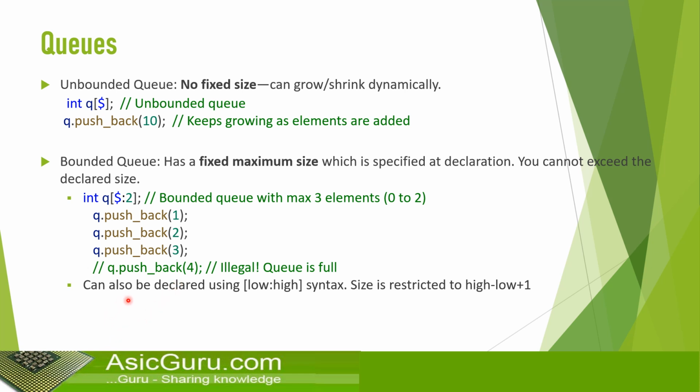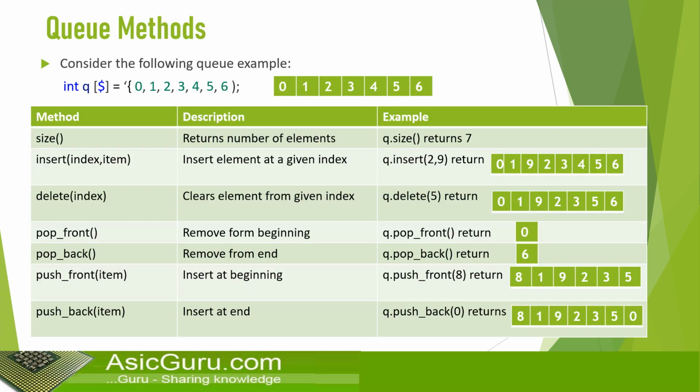Bounded queues can also be declared using this low:(high) syntax, and the size is calculated as high minus low plus 1. So let's now explore some of the commonly used methods in SystemVerilog queues. To explain each method, we are using this example. Here we have declared an unbounded queue and we have added elements 0, 1, 2, 3, 4, 5, 6. So the total size of the queue is 7.